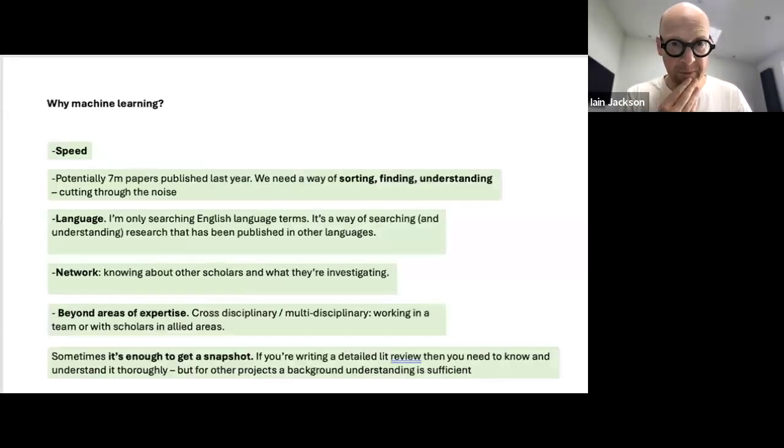So, why machine learning? Everyone has a certain preconception of AI, artificial intelligence, especially in universities. So if you describe it as machine learning, it seems to soften the blow, and people are a bit more receptive to it. So why do we want to use AI? Obviously, speed. We can cut through some laborious and boring tasks more quickly. 7 million papers published last year or thereabouts. How can we cut through the noise?